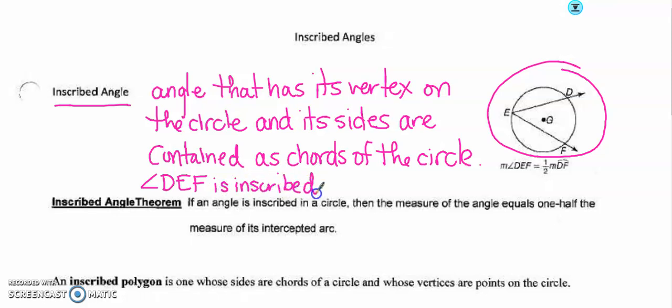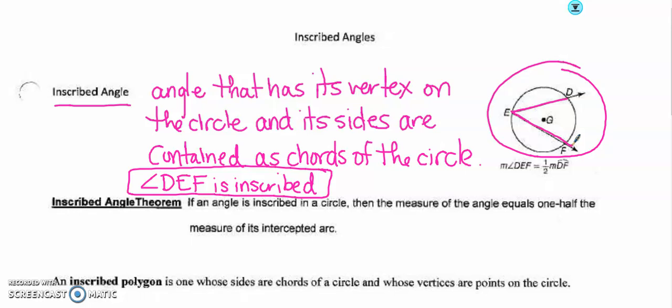Now this is different than a central angle because central angles come from the center of the circle. So over here on the right, this vertex is on the edge of the circle. So that's really important that you understand the difference between inscribed and central.